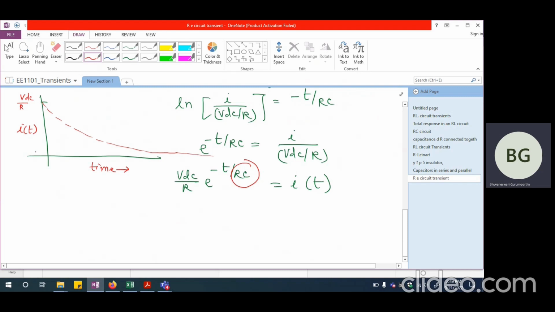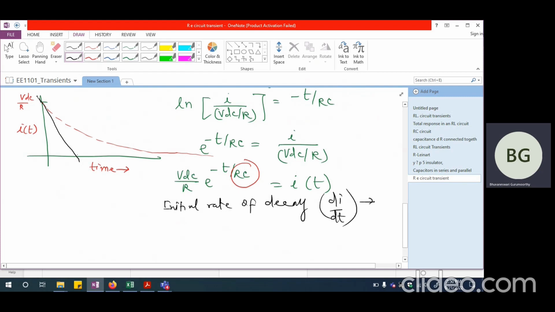So this is the way the current response is going to be. Again, extending the same way as we had done in our original RL circuit, if the initial rate of decay had been maintained at the same value, then, if you look at this, the initial rate of decay you should be able to calculate based on di by dt.